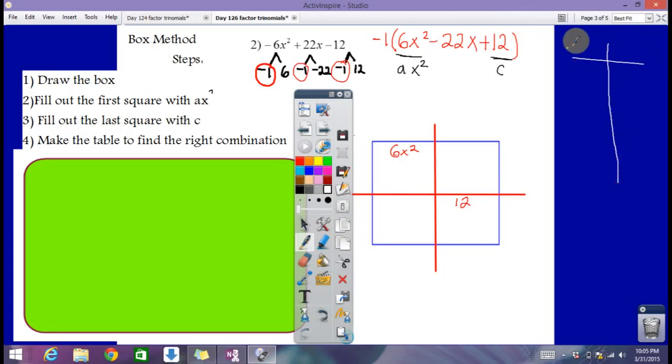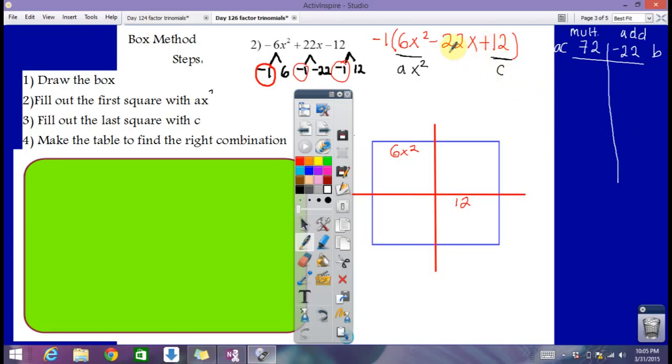And remember, here it goes AC. So we have to multiply 6 times 12. The first times the last, so 6 times 12. And we know that's 72. And then on this side goes B, so negative 22. So what two numbers do you multiply to get 72? Then when you add them, you get negative 22.